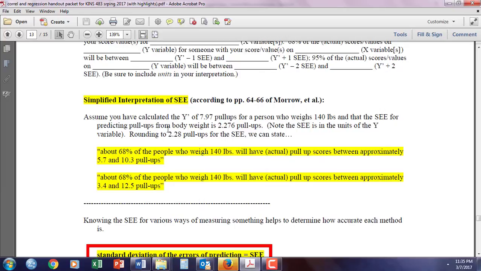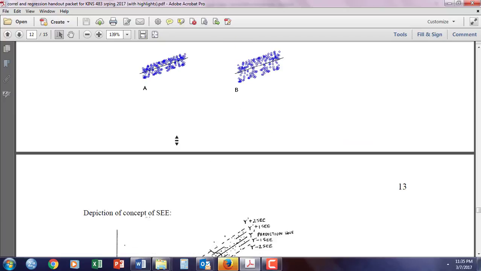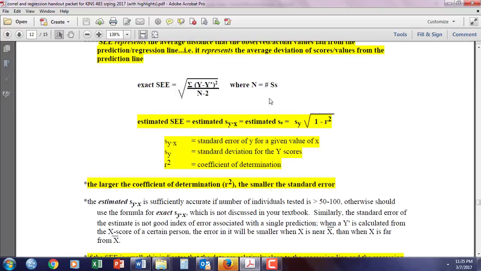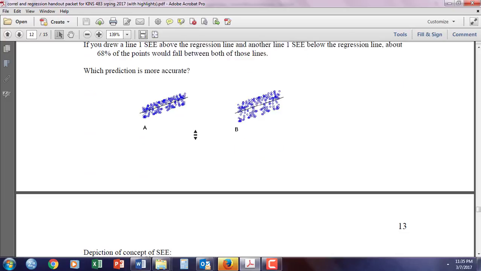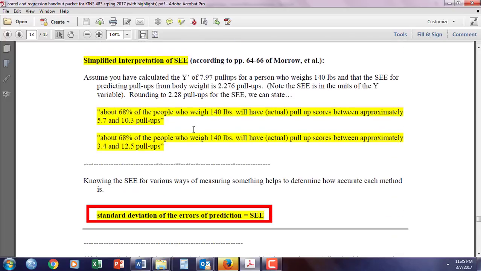So you're actually going to have to pull out your book. You're going to have to see that the standard error of the estimate can be easily calculated. Again, this is not a hard number to calculate. We estimate it by plugging in these numbers. Once we have the SEE, we then can come down here and make a simple interpretation.